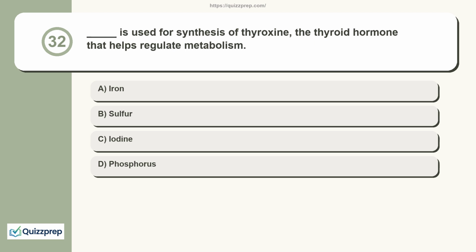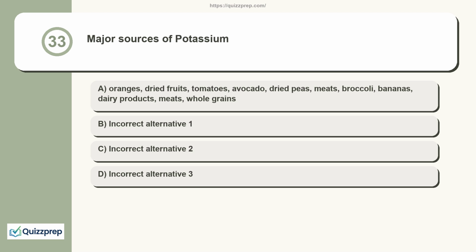Question 32. Underscore is used for synthesis of thyroxine, the thyroid hormone that helps regulate metabolism. Iron, sulfur, iodine, phosphorus. Question 33. Major sources of potassium: oranges, dried fruits, tomatoes, avocado, dried peas, meats, broccoli, bananas, dairy products, whole grains. Incorrect alternative 1. Incorrect alternative 2. Incorrect alternative 3.